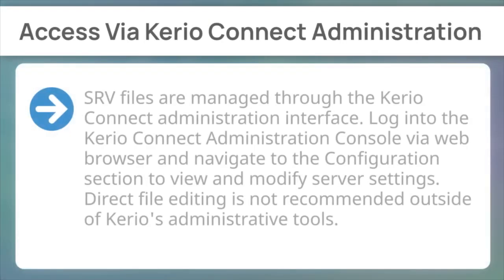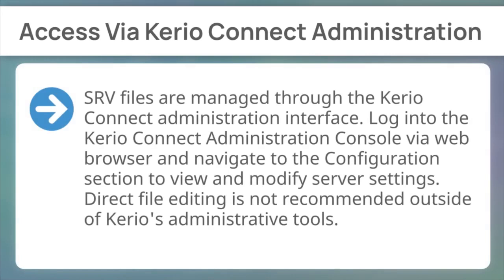First, access via Kerio Connect administration. SRV files are managed through the Kerio Connect administration interface. Log into the Kerio Connect administration console via web browser and navigate to the configuration section to view and modify server settings. Direct file editing is not recommended outside of Kerio's administrative tools.